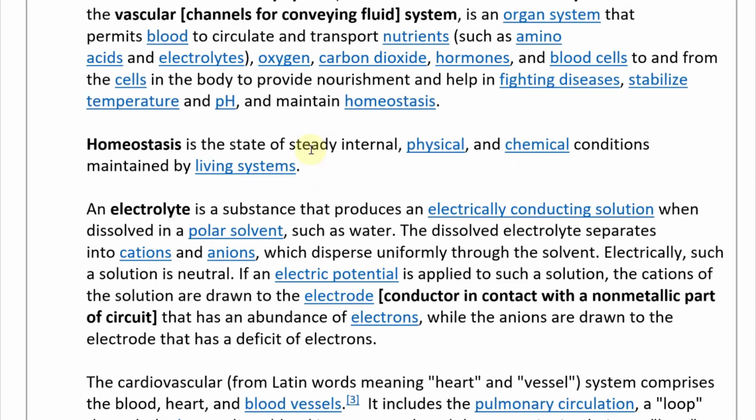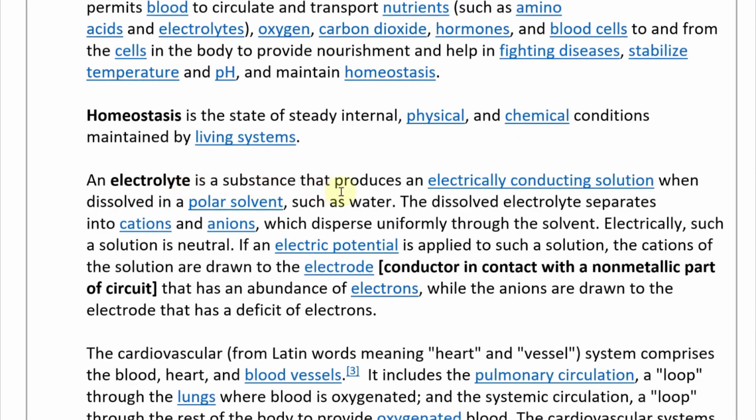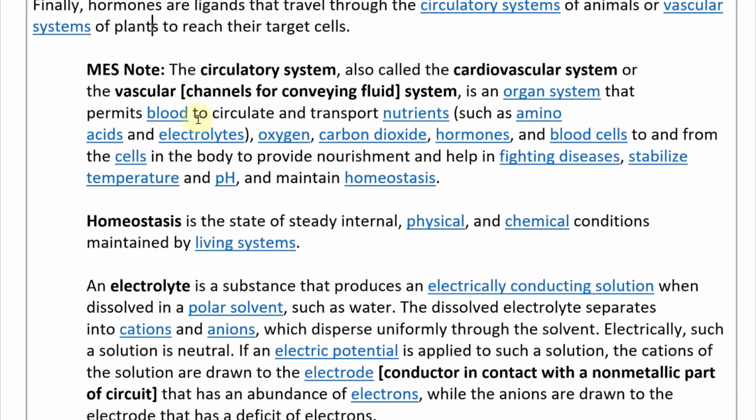And we'll go over some of these other terms. An electrolyte is a substance that produces an electrically conducting solution when dissolved in a polar solvent such as water. So this is in the circulating system that transports nutrients such as amino acids and electrolytes.